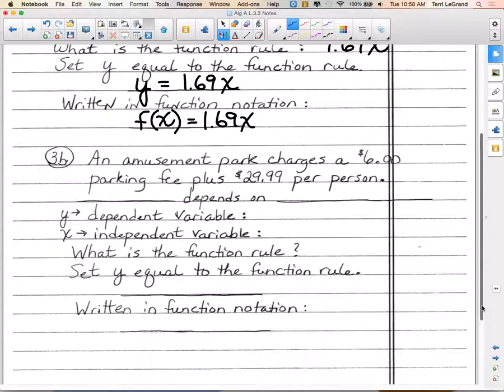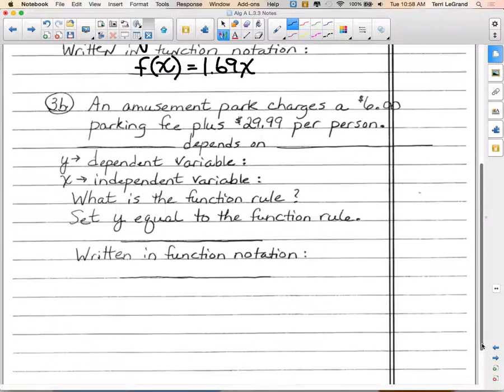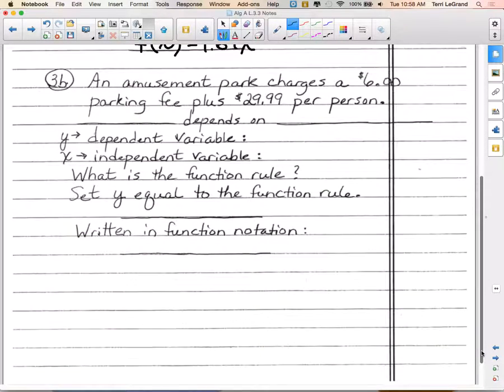Okay, let's do one more here. We have this amusement park that charges a $6 parking fee plus $29.99 per person. Okay, what are the two unknowns in this one? Parking fee. No, they already told us how much they're going to charge. How many people are coming? Okay, yeah, how many people are you going to have? What's another thing that we don't know then? So, number of people, that's not known, you get to decide.